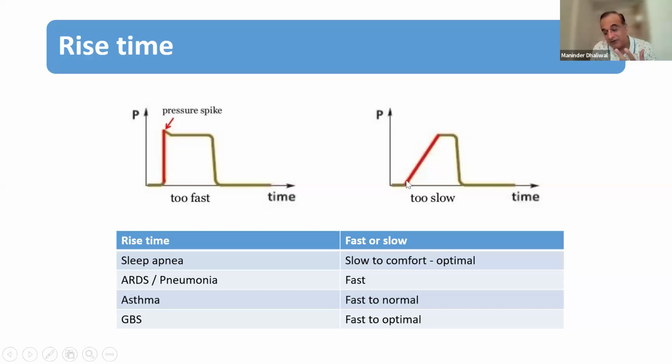When the patient has an uncomfortable sleep, he likes the breath delivery to be given slowly. So if the patient has sleep apnea, you want slow. If the patient has ARDS, you need to give the breath fast. In asthma, it can be normal, and GBS is not a lung condition, it is a neurological condition.